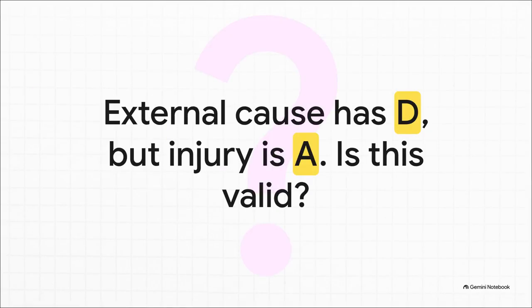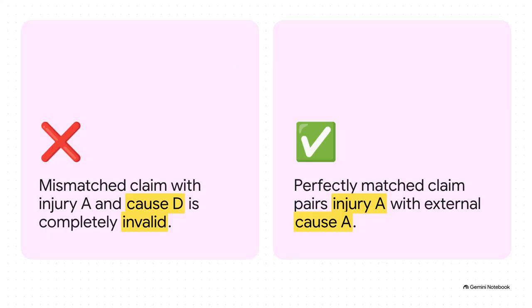Aside from sequencing, test makers love, and I mean love, to test 7th character extensions on external causes. They'll present a scenario and implicitly ask you, can an external cause code have a 7th character of D if the primary injury code has an A? To trip you up, they will intentionally misalign these 7th characters between the primary injury and the external cause code in the distractor options. So here is exactly how to spot the trap.